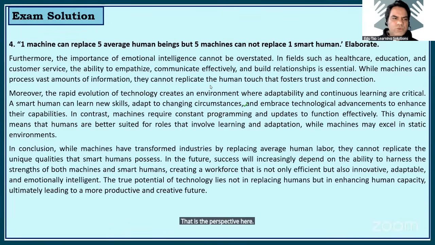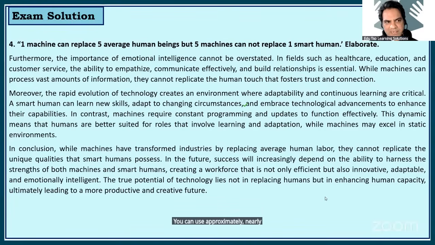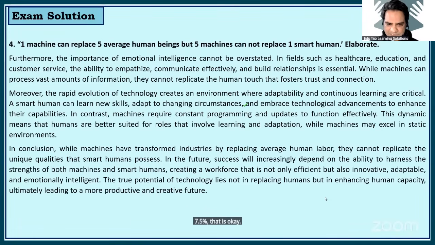See, Jayesh, you don't need to lie about your facts. If you don't remember facts, you can use approximation. You can use approximately, nearly, or around something. That is acceptable. But let's say the growth rate is 7.4 and you write 9.4 or 11.4, that will lead to deduction of marks. You can't lie. But if you write approximately 7.4, approximately 7%, approximately 7.5%, that is okay. That is acceptable, Jayesh.